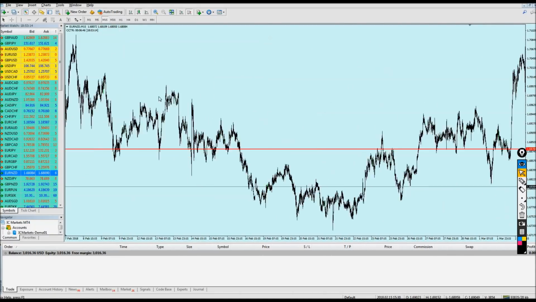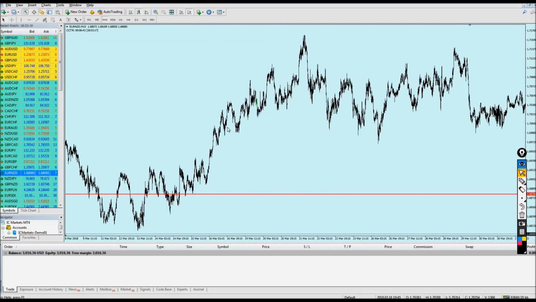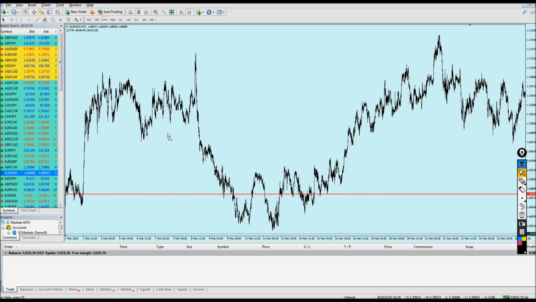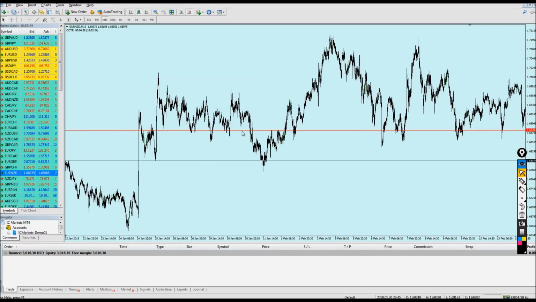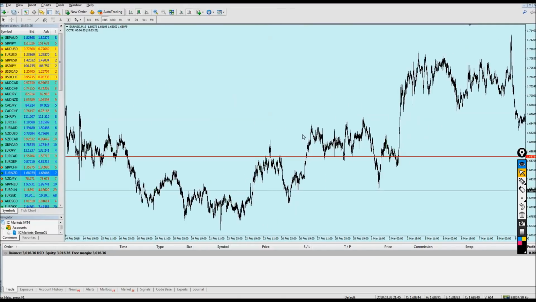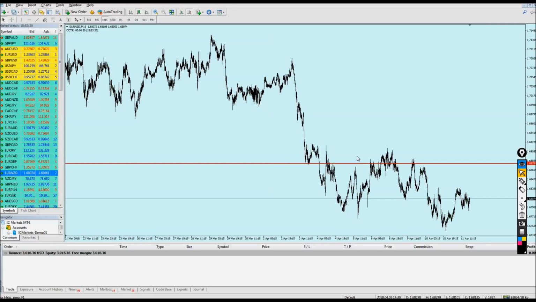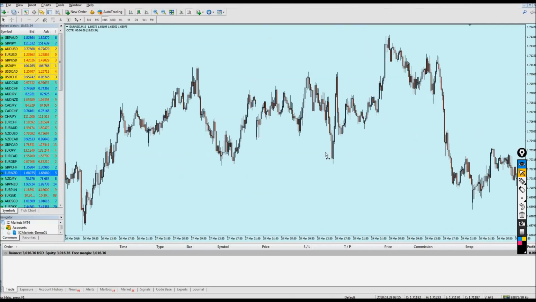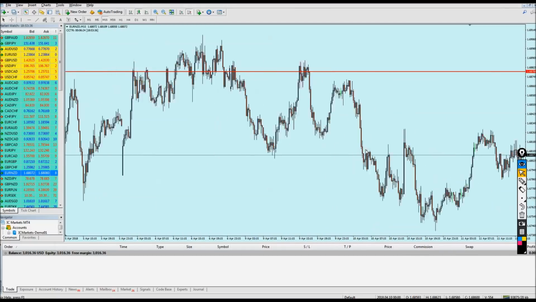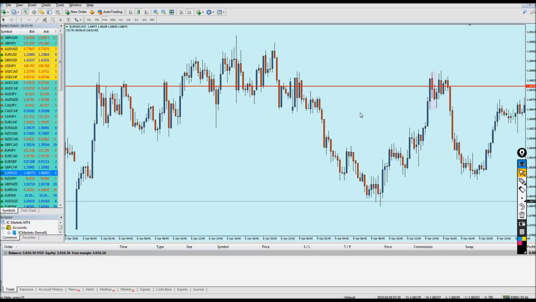Where did it go now? Where is the square? I can't actually find it. 9th April. This is February. 15-minute chart. Okay, there you are. Okay, good. So let me explain to you the reason I selected this entry.